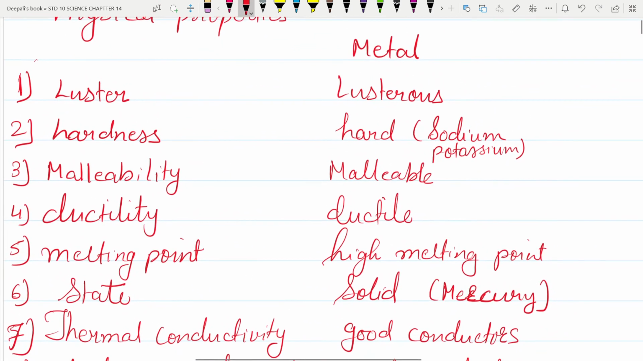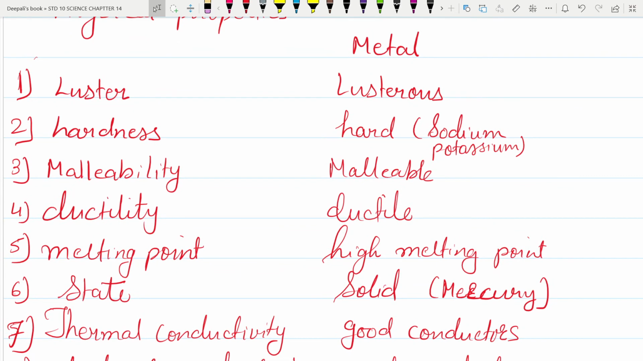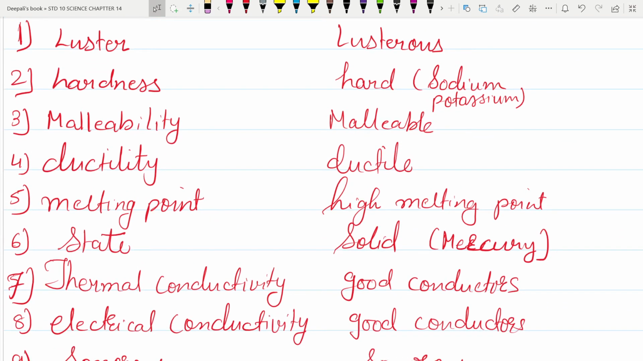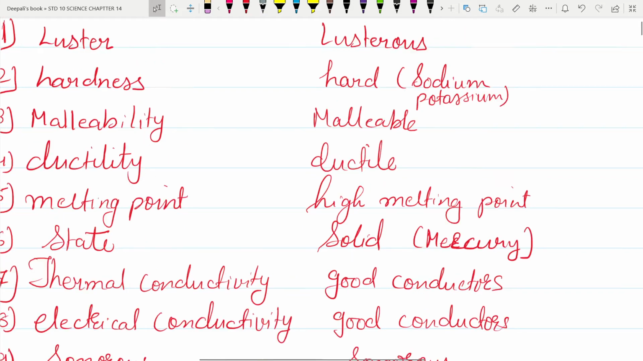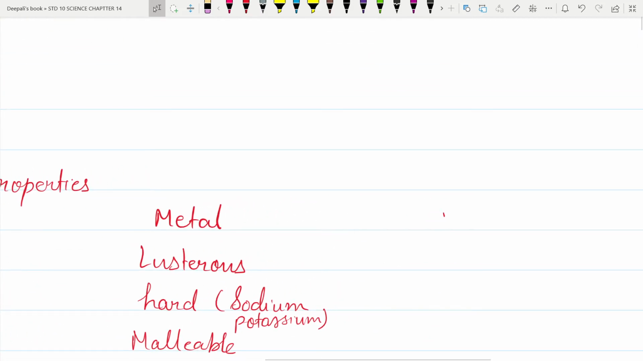Then metals are lustrous, they are hard except for sodium and potassium, malleable, ductile, have high melting point, are solid except for mercury, good conductors of heat and electricity, and sonorous. Now let us write for non-metals as well.